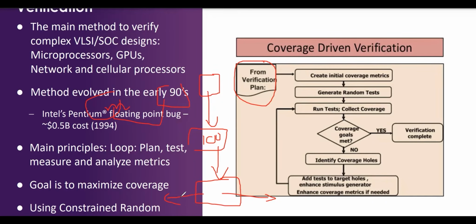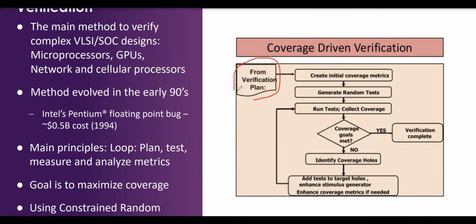Coverage code is separate in SystemVerilog, right? In that coverage code we will see different types of bins. So what I am trying to tell here: from the verification plan, there will be test cases. Inside the test cases we will write the coverage, and within the coverage there will be all the things. Then see here, create initial coverage matrix. We will create the coverage for each test case. Generate random tests. We will generate some test cases. Run the test, collect coverage.